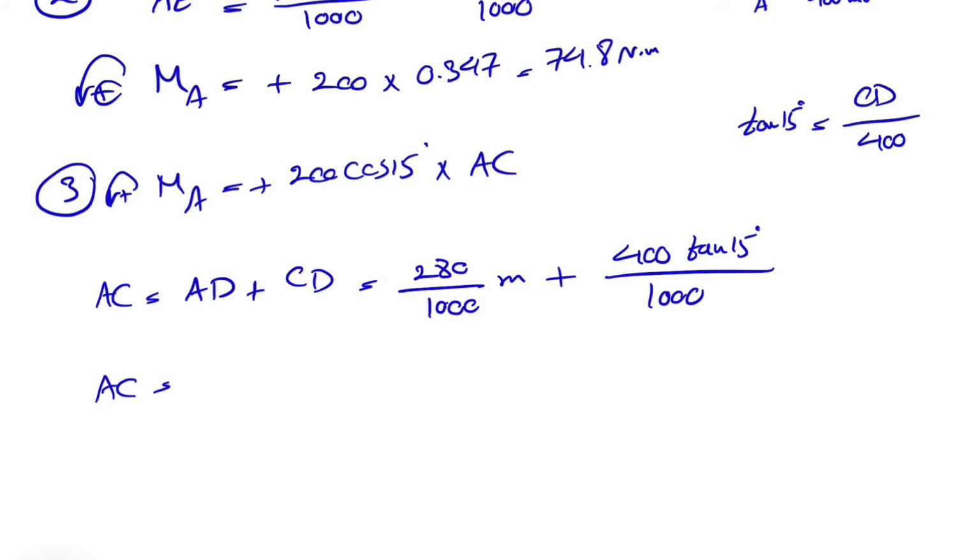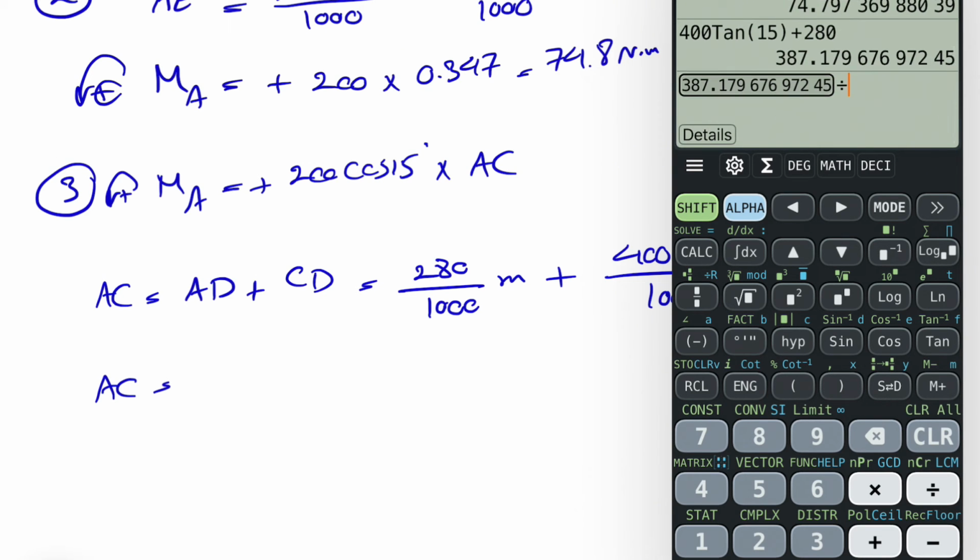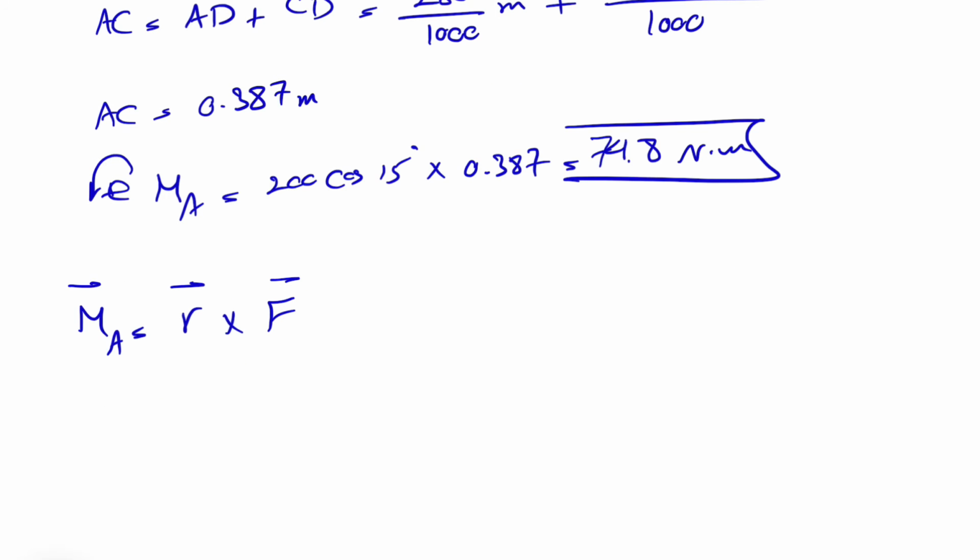So we should be able to find the AC pretty easy. 400 tangent of 15 plus 280, and we're going to divide that by 1000, which gives 0.387 meter. So our MA was basically from the first line plus 200 cosine of 15 degrees times 0.387. Let's see if we get the same answer.